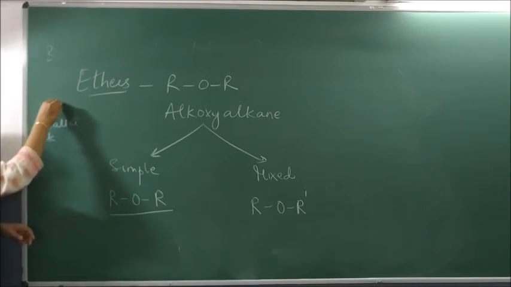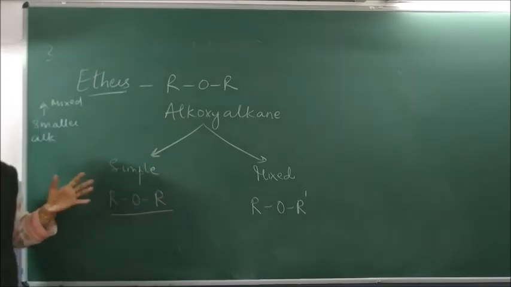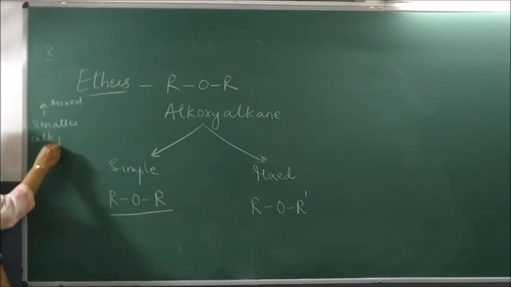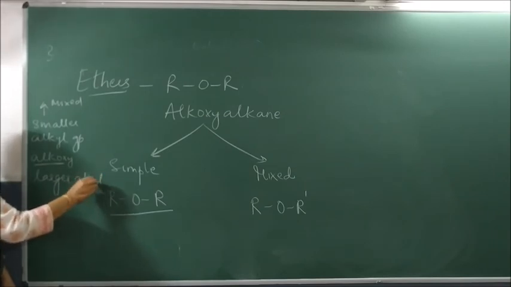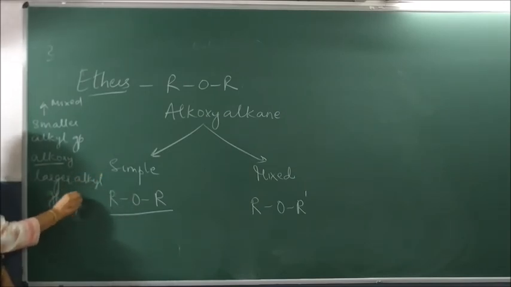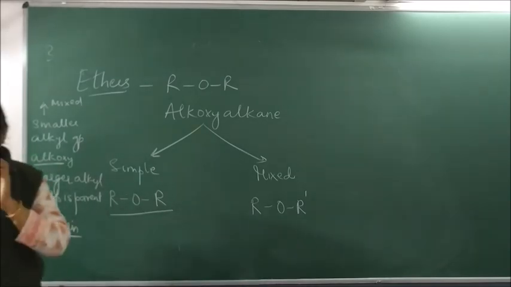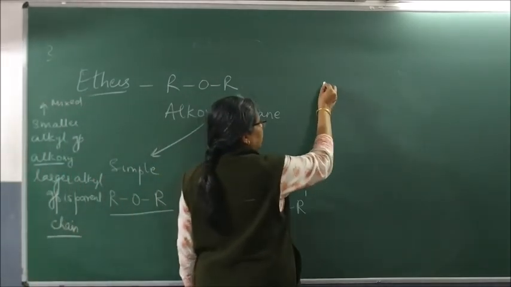This is a mixed ether. In a simple ether both alkyl groups are the same, so there is no smaller or larger alkyl group. But when you are naming a mixed ether, the smaller alkyl group always becomes the alkoxy, and the larger alkyl group is the parent chain. Is it clear what we are talking about? This is how to name. Let us understand in case of ethers.